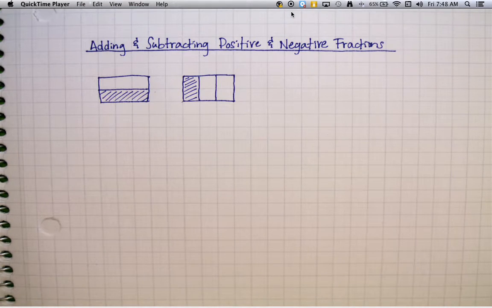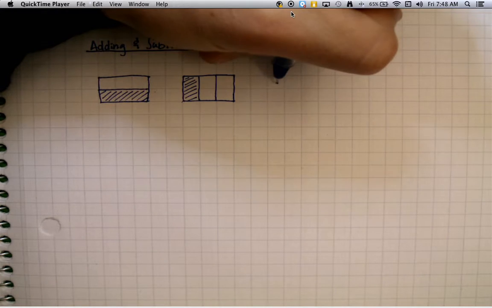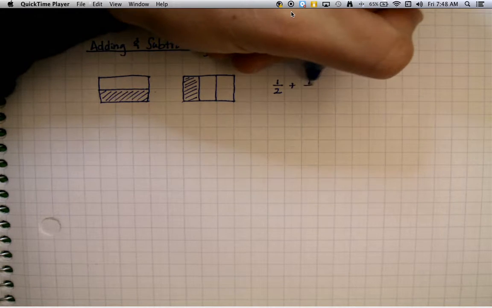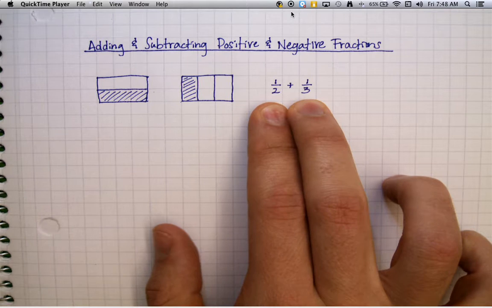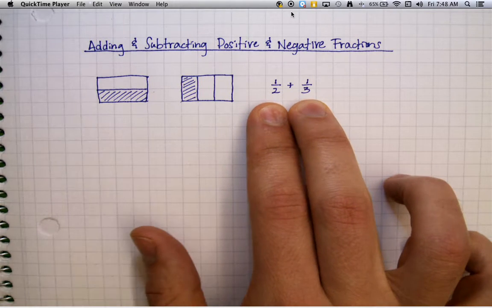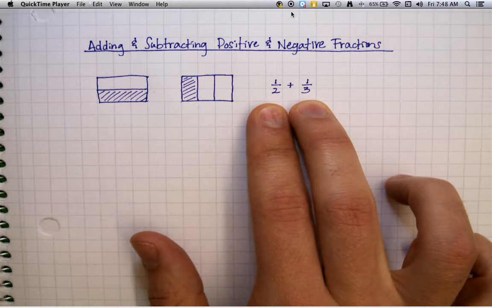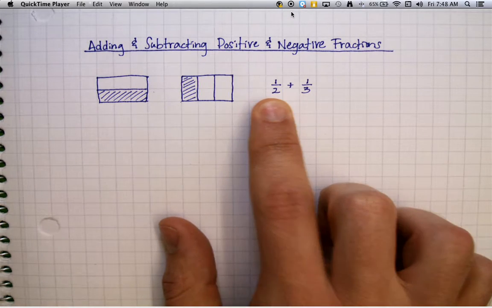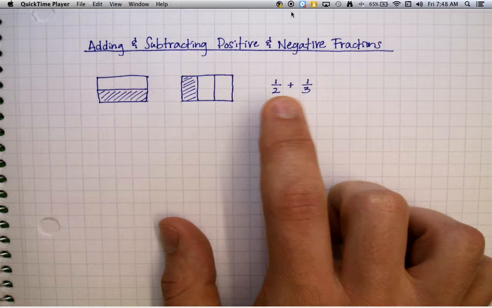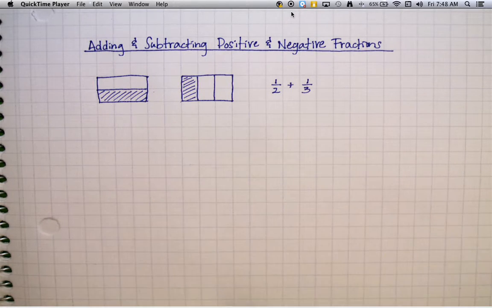If I want to put those 2 pieces together, if I want to add my half to my third, I need to get a common denominator. Think of denominators kind of like units. If your units are different, it makes it very challenging to put your 2 quantities together. This would be like trying to add meters and yards, or miles and kilometers. I want to have the same units.